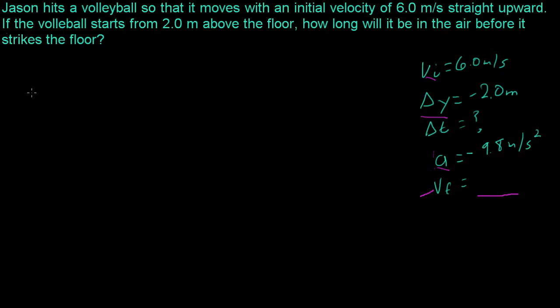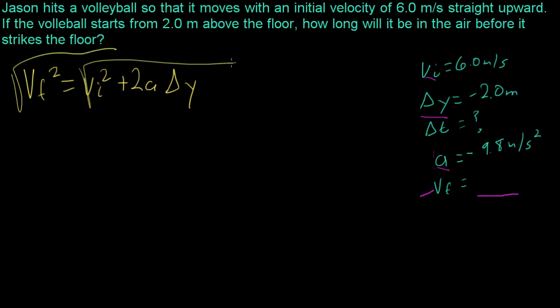Okay, so we've got to find vf first. So we know vf squared equals vi squared plus 2a delta y, because we're doing y in this case. Solving for vf is easy. Take the square root of both sides. So vf equals the square root of vi squared plus 2a delta y. So we can just plug in.